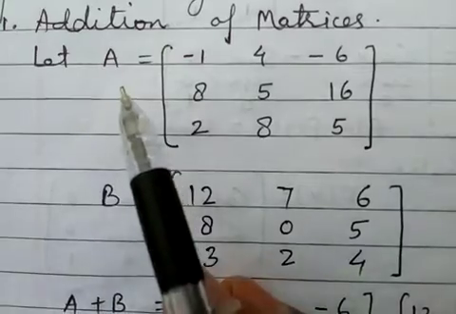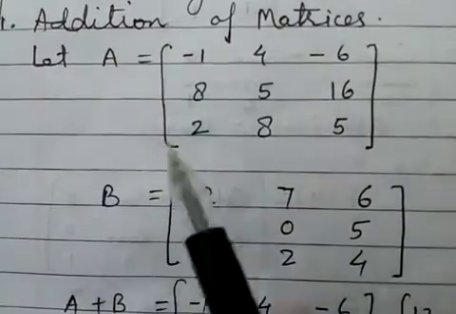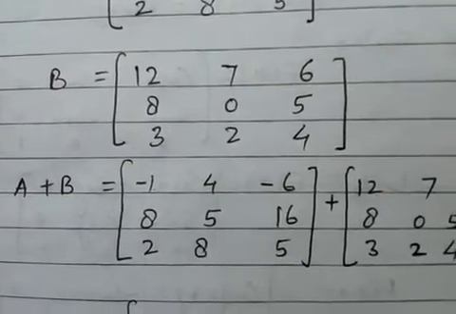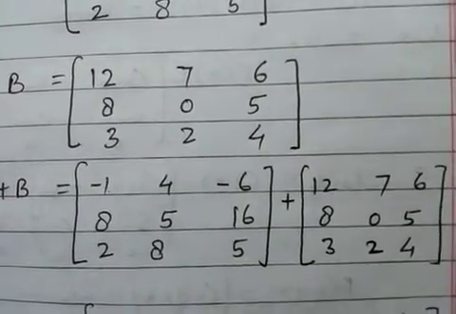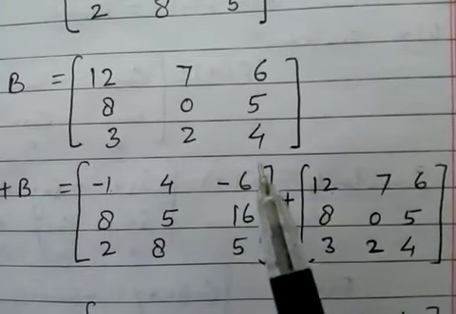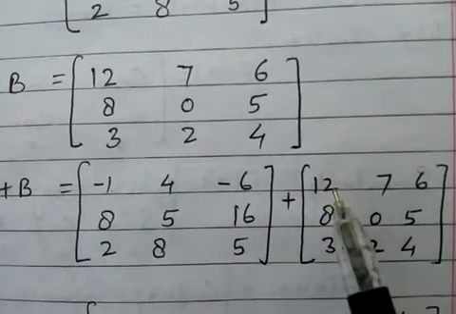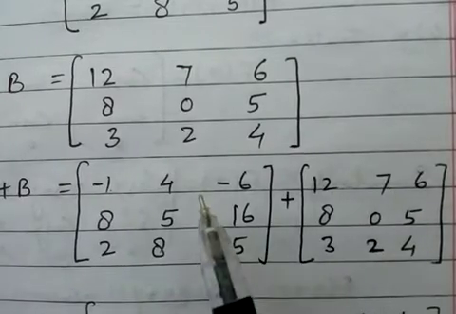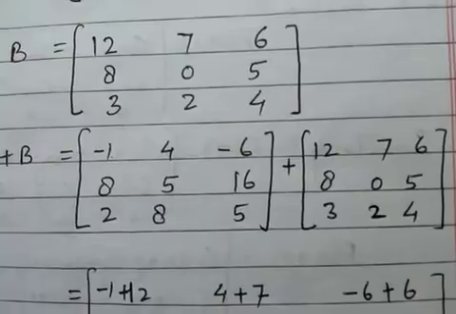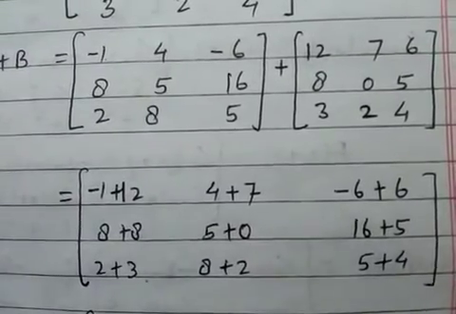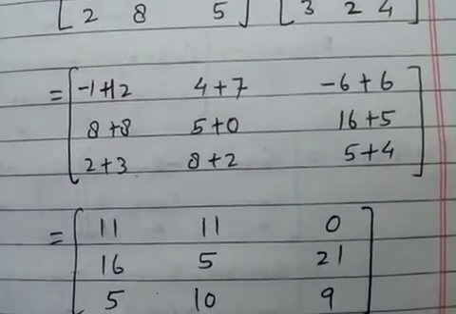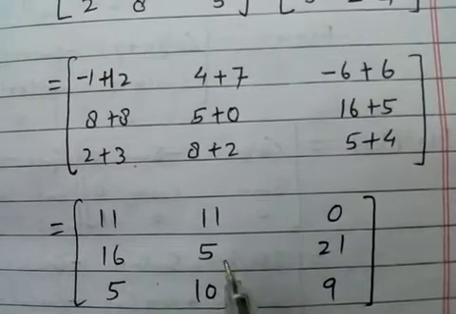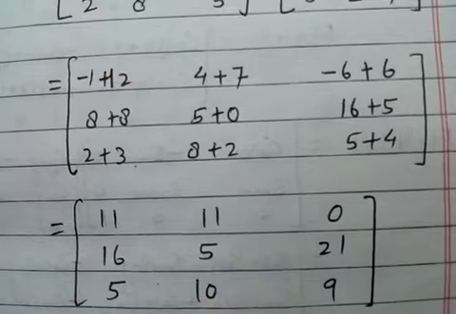Suppose that we have two matrices of the same order, A and B, with elements shown here. Now we can add A plus B with corresponding elements. We add -1 to the corresponding element of matrix B, 12. So we can add -1 plus 12, 4 plus 7, -6 plus 6. Similarly, we can add all the elements of the two matrices. After simplification, we have a matrix of elements 11, 11, 0, 16, 5, 21, 5, 10 and 9.